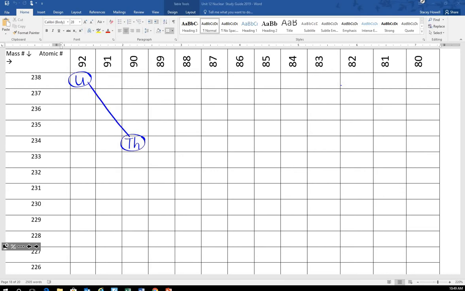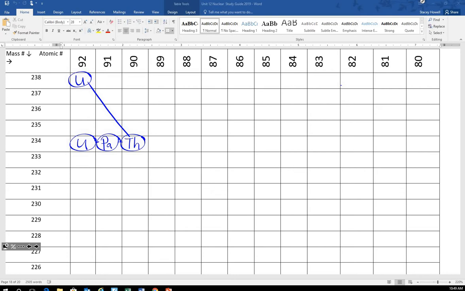Okay, what was my next one? 234 what? 91 what? What was the symbol? Pa? Protactinium right here. And I'm just going to make sure they connect. And then my next one was uranium, right? But it was still 234, right? So I put a U here and I connect it. And then I just keep going.